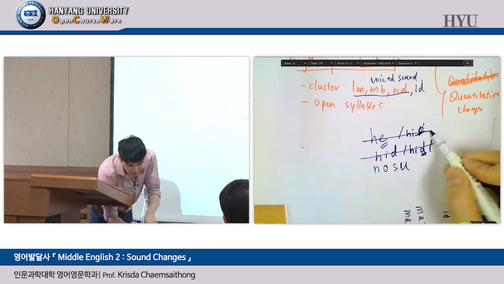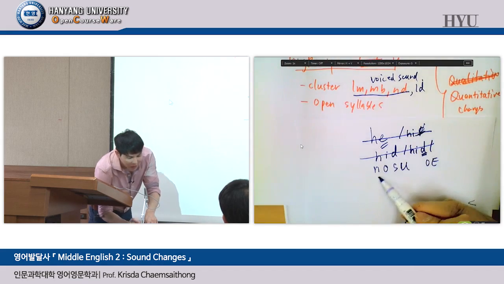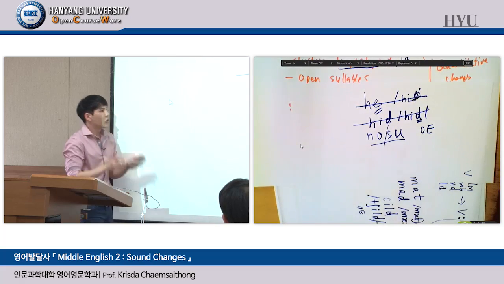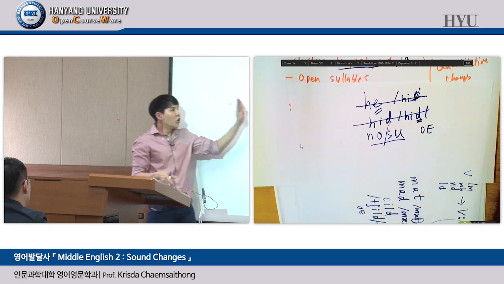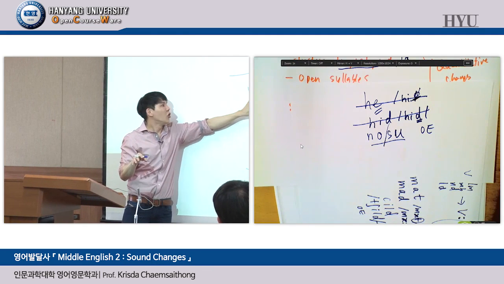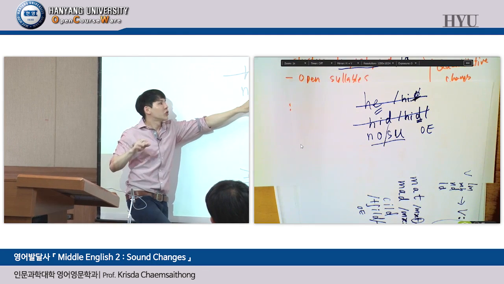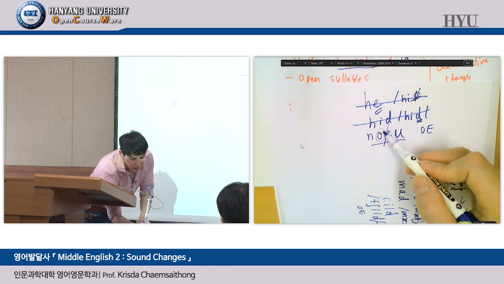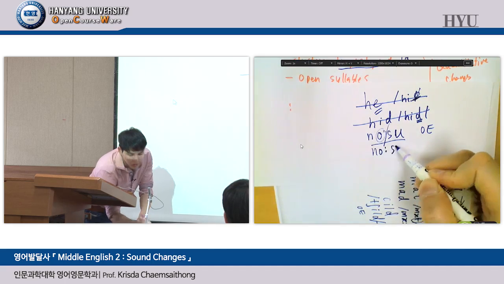So not only this scenario, but things like nosu, this is an Old English word. When we have a scenario like this, we divide it into 2 syllables, right? No, su. Both syllables are open, right? No, open. Su, also open. So you lengthen this vowel. So no, su, like that.